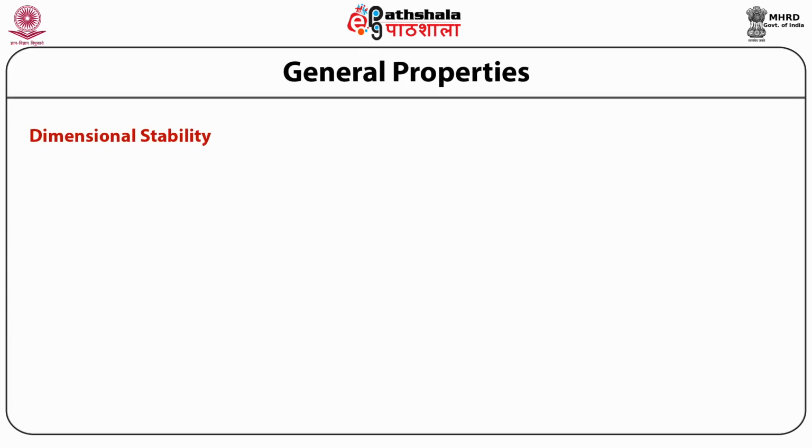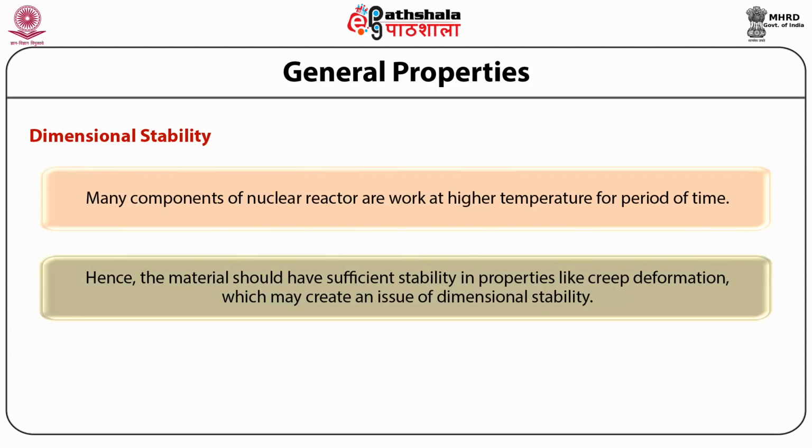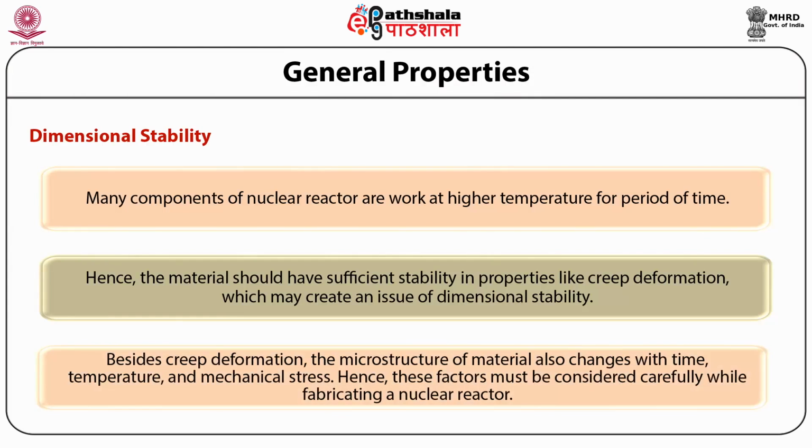Third is dimensional stability. Many components of a nuclear reactor work at higher temperature for a period of time. Hence, the material should have sufficient stability in properties like creep deformation, which may create an issue of dimensional stability. Besides creep deformation, the microstructure of material also changes with time, temperature, and mechanical stress. Hence, these factors must be considered carefully while fabricating a nuclear reactor.